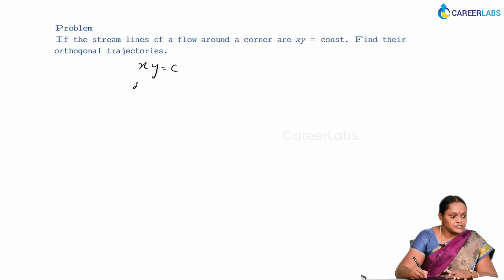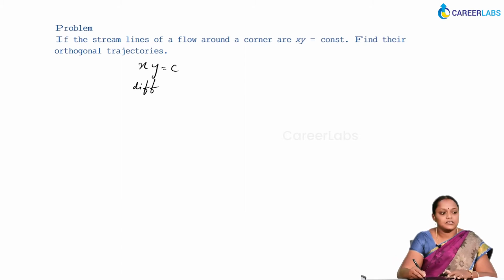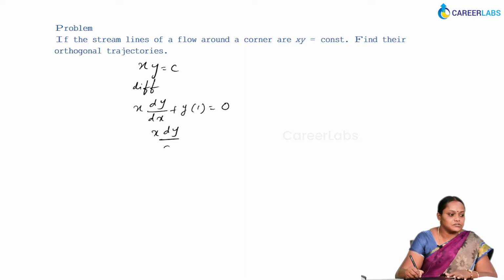When you differentiate this equation, y is a function of x, so you have to apply the product rule. This will be x into dy by dx plus y into 1, and the constant term will become 0. So you have the equation x dy by dx plus y equal to 0. Let us mark this as equation number 1.